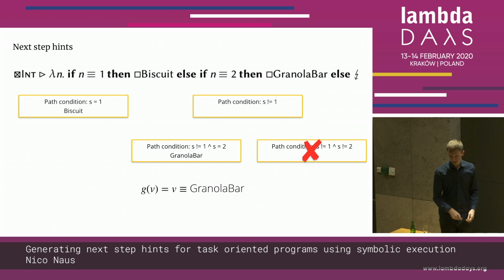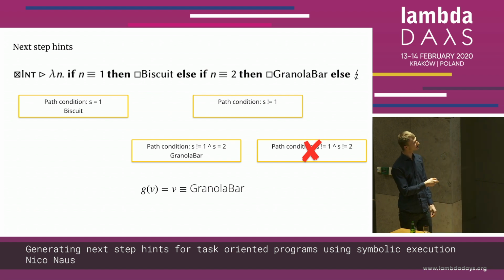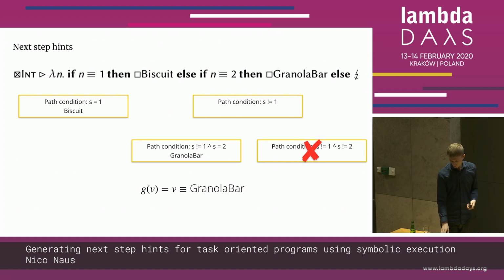Say our goal is to get a granola bar, and we can define it like this. So we have a function that takes the symbolic value and then compares it against our goal, which is the granola bar. What we now do is, for every symbolic run, we take this function, we input the symbolic result, and check if that together with the path condition is true.